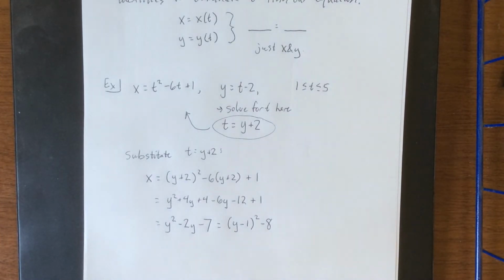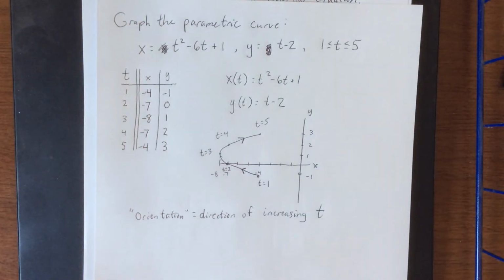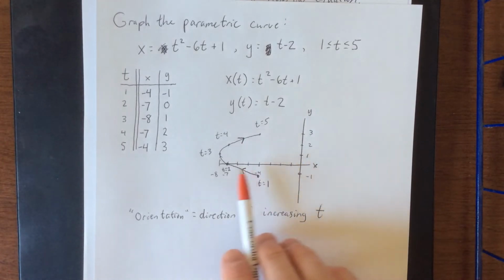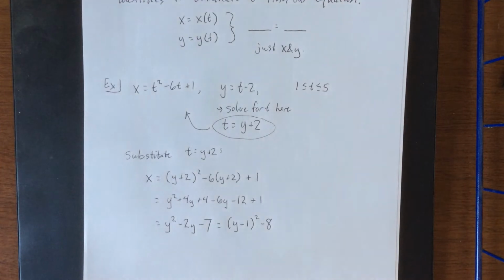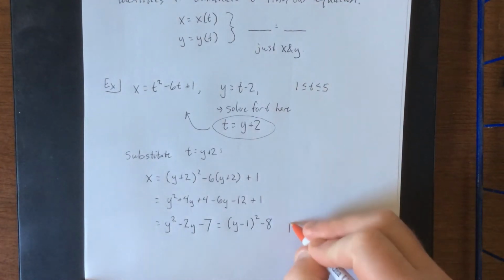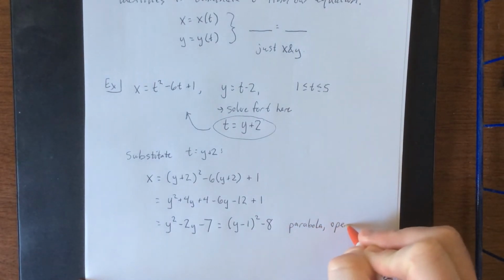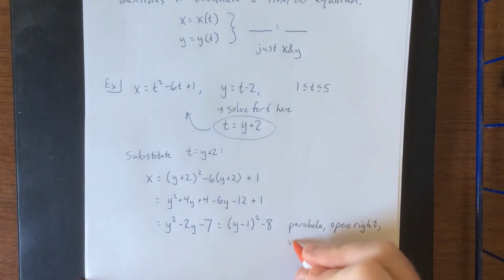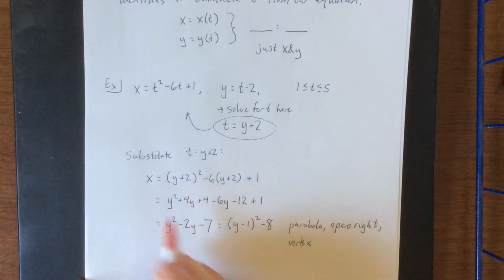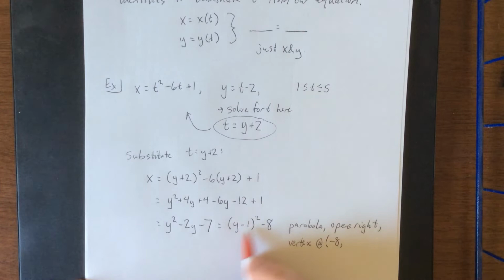Now, if you'll kindly recall, when we had put this thing together, we got a parabola that opened to the right with a vertex at the ordered pair negative 8, comma 1. And hopefully seeing the standard form here allows us to draw the same conclusion. This is a parabola. It's going to open to the right, with a vertex at x equals negative 8 and y equals positive 1.